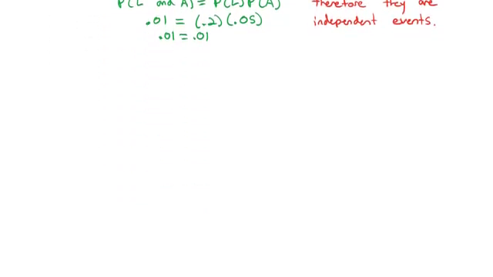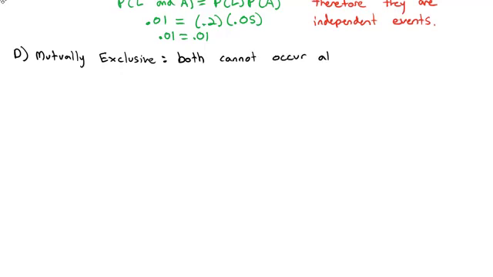The second concept that I want to wrap up with today is the idea of mutually exclusive. Two events are mutually exclusive. That means both cannot occur at the same time. Essentially, what we're saying is the probability of A and B is equal to 0.